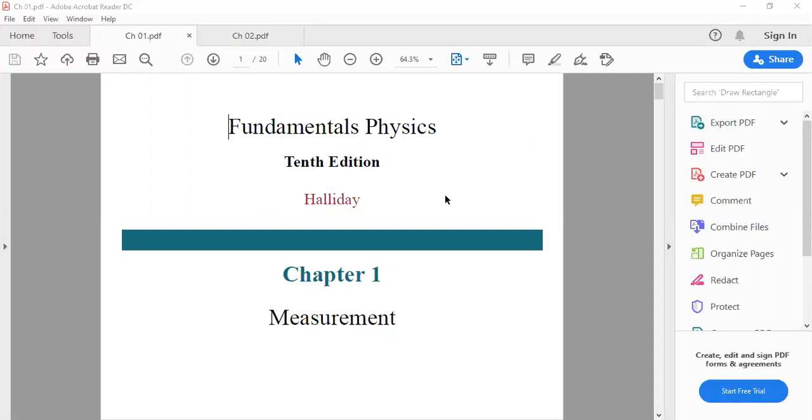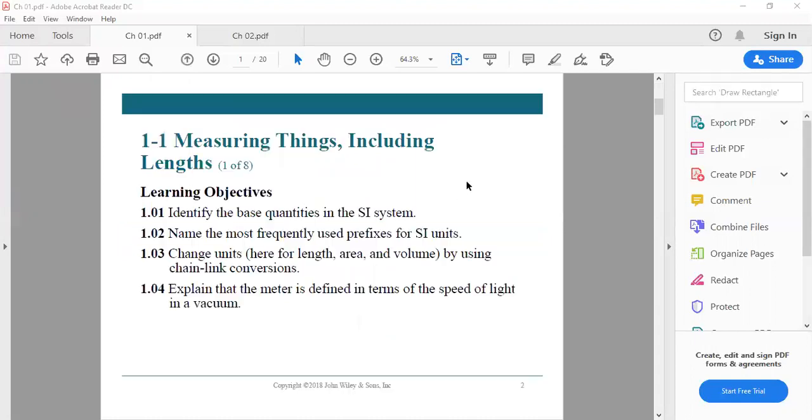So here we go. Chapter one is an introduction to measurement. How are measurements done? In section 1.1, you're going to be basically learning how you measure things, including lengths, identifying the base quantities in the SI system, and naming the most frequently used prefixes for those units, and then changing units for length, area, and volume by using the chain link conversions. And then we're going to go over the definition of a meter and how that's changed and what it is now.